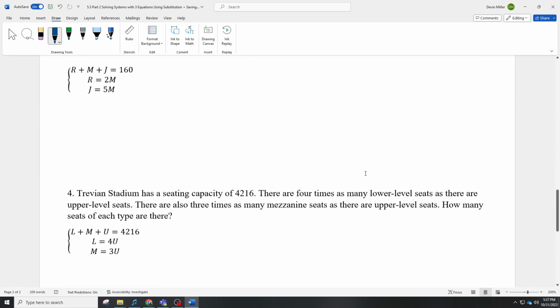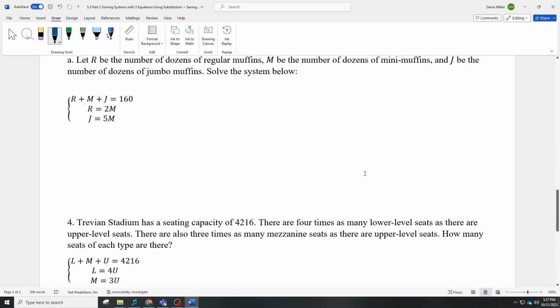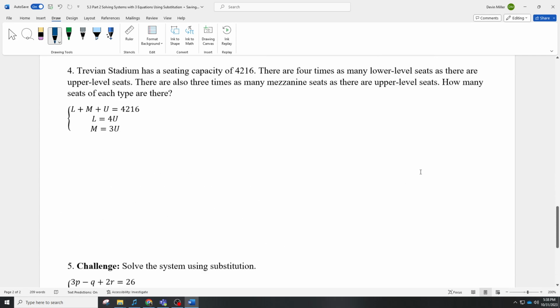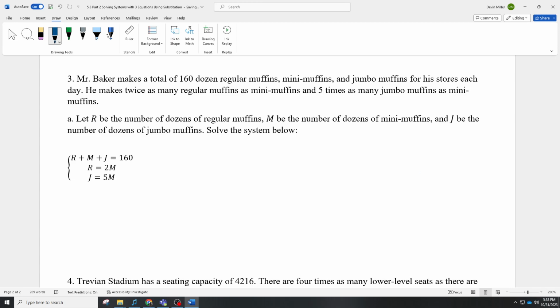Okay, we'll do one more. And then you can finish number 4 and the challenge. See if you can figure that one out. 3. Mr. Baker makes a total of 160 dozen regular muffins, mini muffins, and jumbo muffins for his stores each day. He makes twice as many regular muffins as mini muffins, and 5 times as many jumbo muffins as mini muffins. So again, this sentence up here is basically giving you the equations down below.